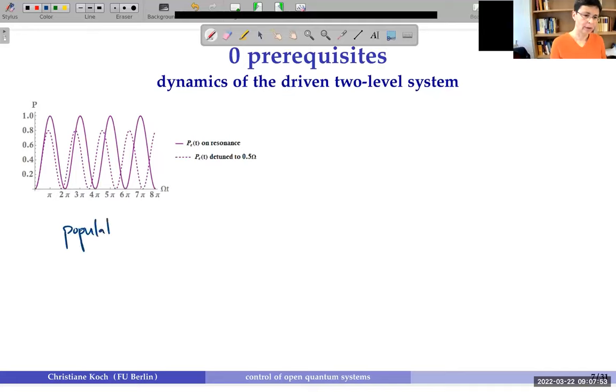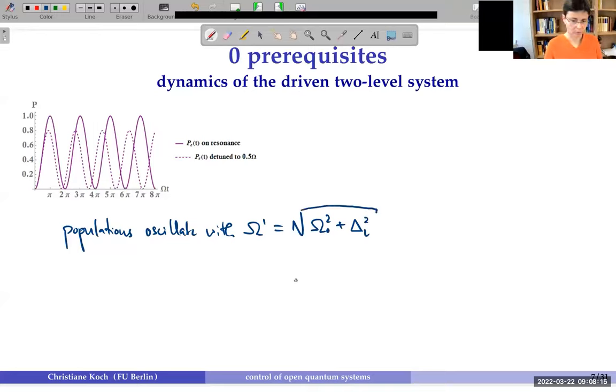So what we see in this figure is that populations oscillate with frequency omega prime, which is the so-called generalized Rabi frequency, and is given by the square root of omega zero squared plus the detuning squared. Whereas the amplitudes oscillate with half of that frequency. And now that is just something that you'll get if you solve the equations of motion, very straightforward.